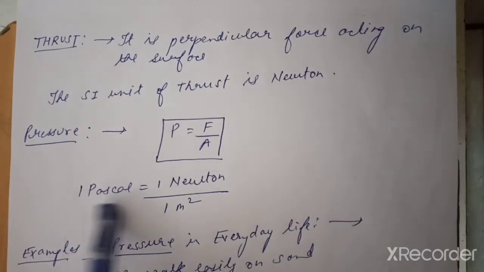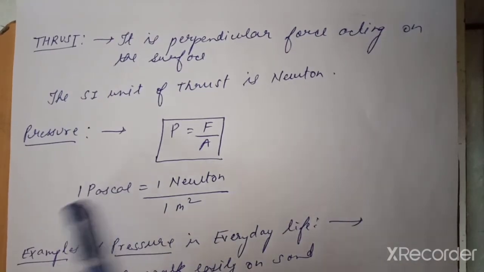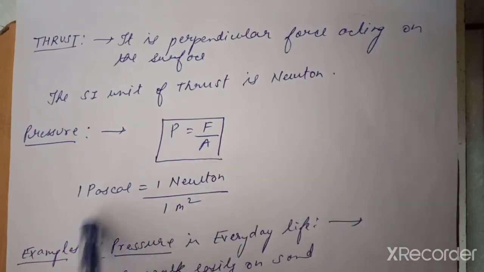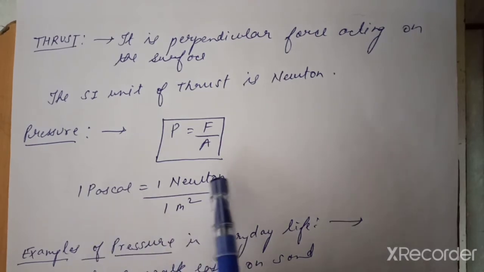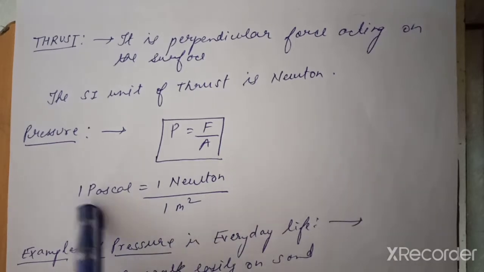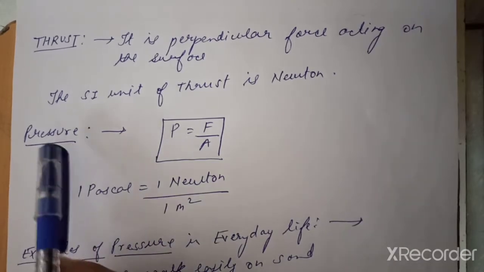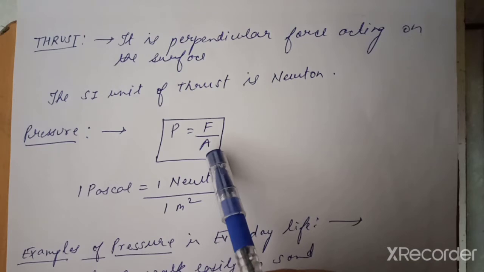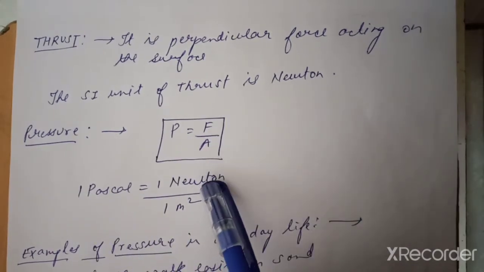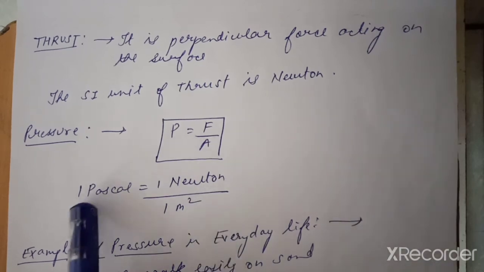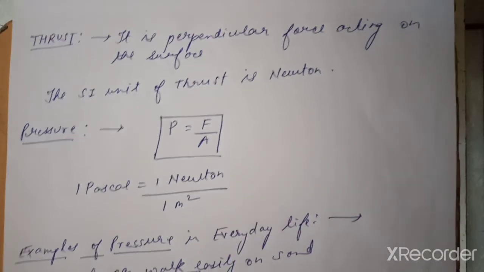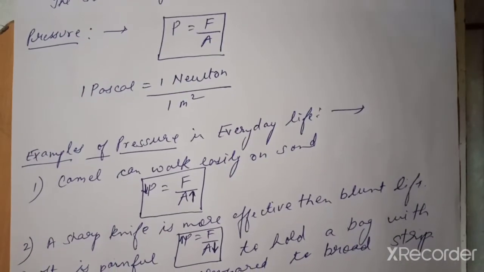Now if we want to define the meaning of 1 Pascal, how can we define it? When 1 Newton of force is applied on an area of 1 meter square, then we can say that it is 1 Pascal. So pressure is the force applied per unit area. The unit of the pressure is Pascal. The force is in Newton, area is in meter square. So 1 Pascal is defined when 1 Newton of force is applied on an area of 1 meter square.